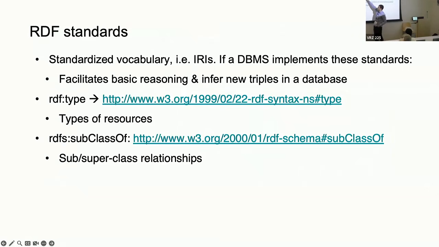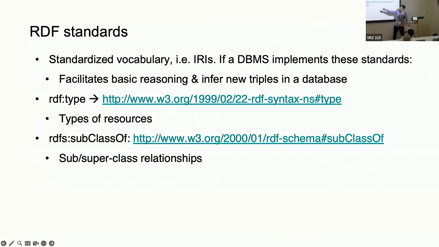So RDF type, for example, is standardized in this document. It is the way you construct your type hierarchies, and you identify for each of your resources what the type is, right? And RDF subclass of allows you to do the type hierarchy by identifying which of these types or classes are subclasses of others, and so on and so forth. They're all written down somewhere.